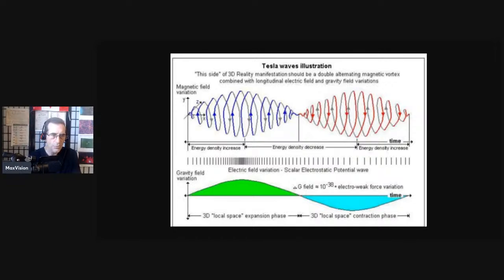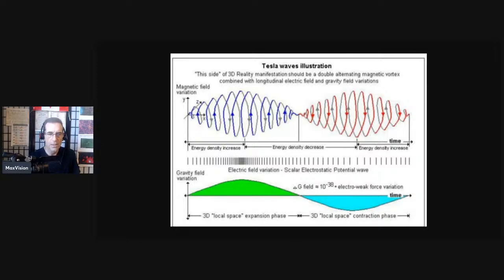So, in the first one here, we can see magnetic variation on Y and energy density decrease and energy density increase in this particular wave. I believe it's supposed to be an electrical representation of the scalar wave. Here we have a gravitational representation of a scalar wave underneath it. So because a scalar wave doesn't move, what we're actually seeing is not motion, it's time. So this is a stable position.